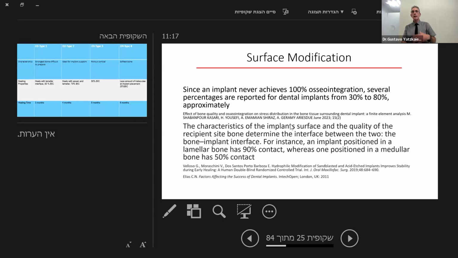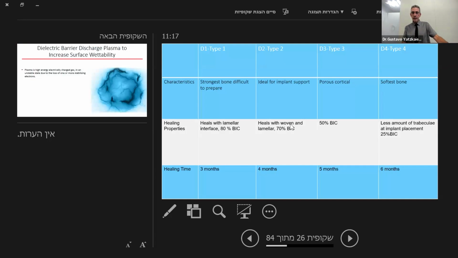bone, meaning that if we have a lamellar bone, we can achieve up to 90%, but if we have a medullary bone, we can only achieve 50% of this BIC. But our bones are a mix. We know this. We have 4 types, and type 1 is mostly lamellar. We can achieve up to 80% of BIC. In type 2, up to 70%. In type 3, up to 50%. And in type 4, up to 25% of BIC.